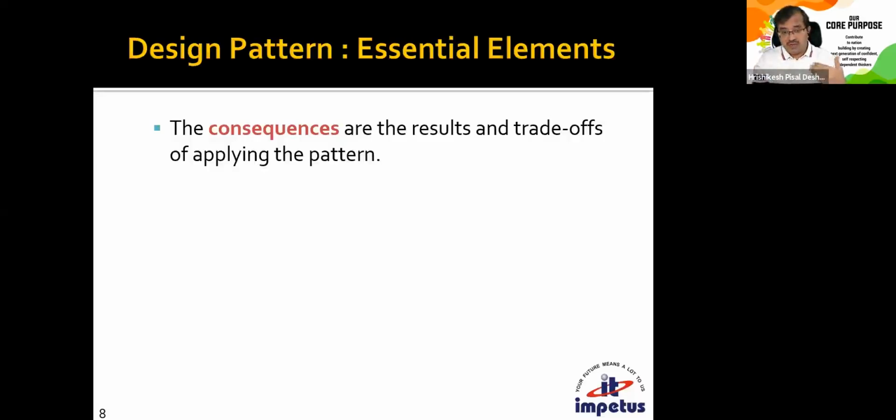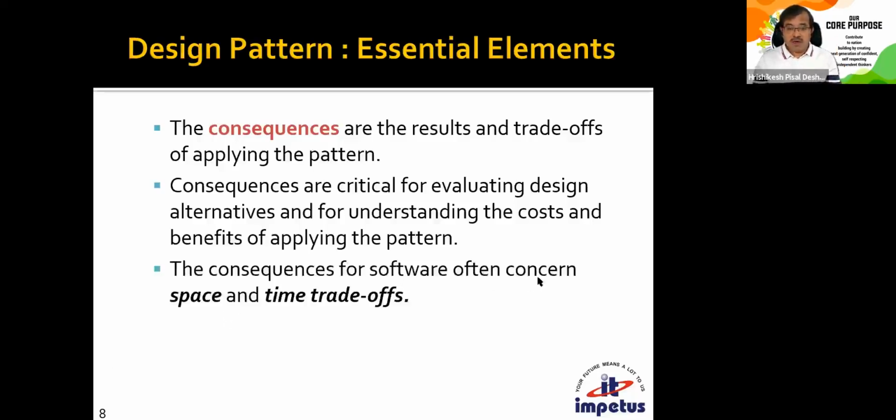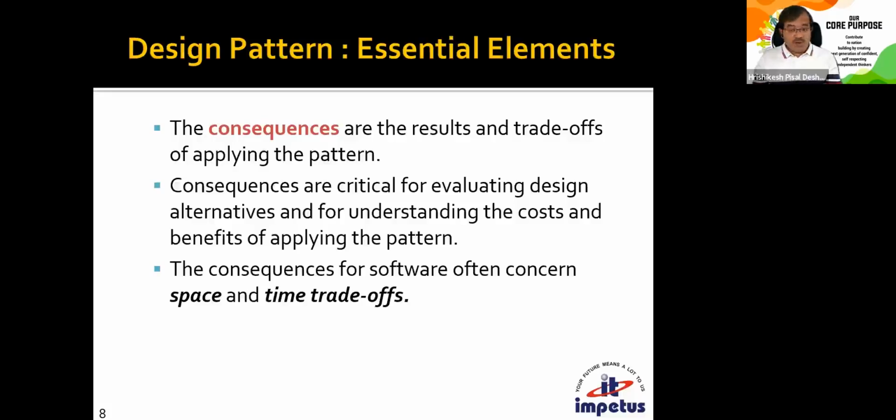So forget it, just solve it the way you have been doing. You have to have a trade-off between applying and not applying. If I apply this pattern, what are the benefits? If I don't apply, what is the cost? Consequences are critical for evaluating design alternatives and for understanding the cost and the benefit of applying the pattern. Cost could be the effort that you have to put in, and the additional number of classes and interfaces that may come into our design. Benefits could be that it is reusable, easy to understand, and scalable. Consequences of software often concern space and time trade-offs as well. With more objects and more classes, you have to actually give a thought: does it really make sense for me to have this additional set of classes and hierarchy of classes when I'm implementing this particular pattern?